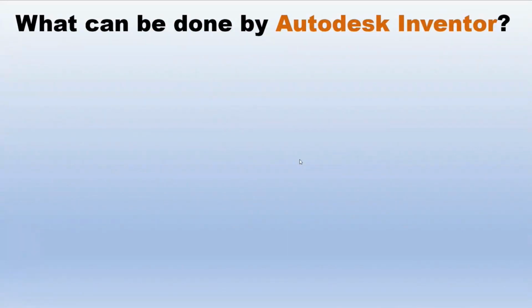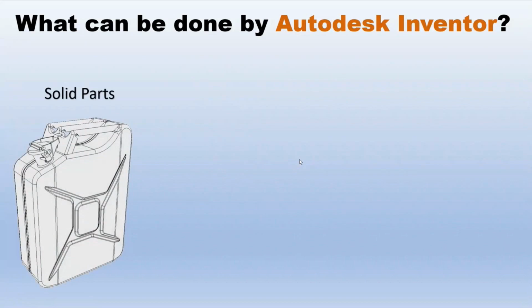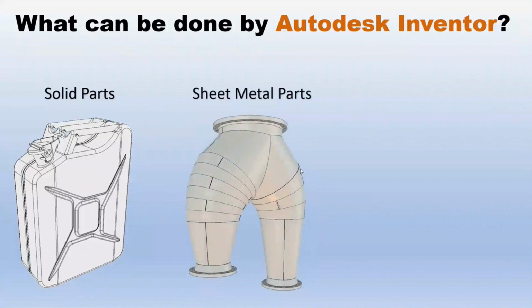Okay, in the next slides, we will take a tour of Autodesk Inventor to know what we can do by using it. The first thing, you can make solid parts. If you take a look in front of you, you will find a keyboard, for example. So you can make a solid part like a keyboard or the mouse, glasses, anything. You can do it as a solid part by using the features of Autodesk Inventor.